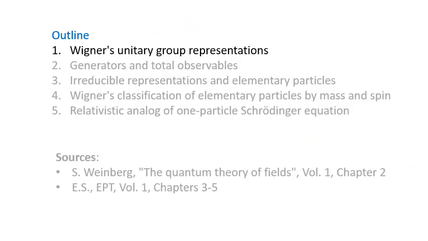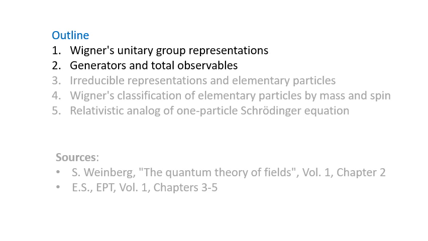Here is the outline of today's talk. Last time we discussed the Poincaré group of inertial transformations and the quantum mechanical description of physics in the Hilbert space. By combining these two ideas, we will arrive at Wigner's theory of group representations.